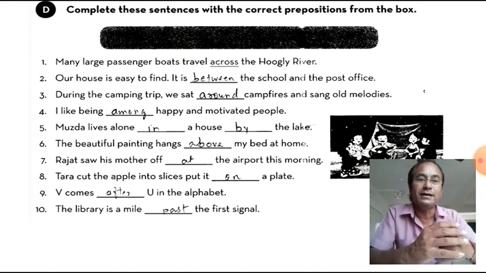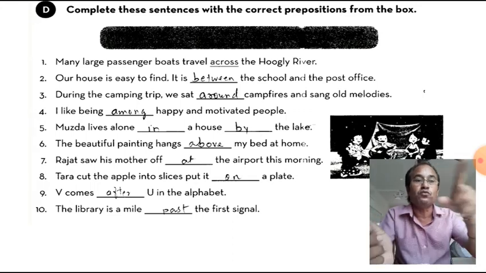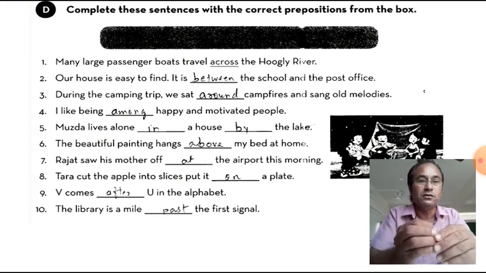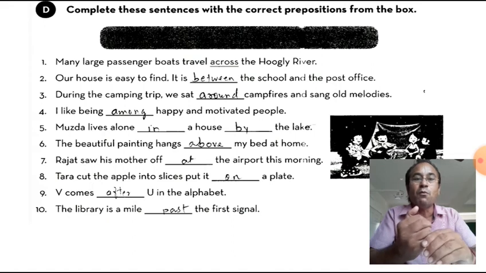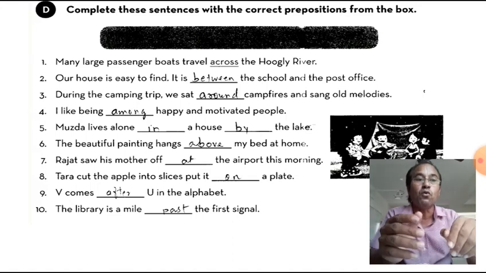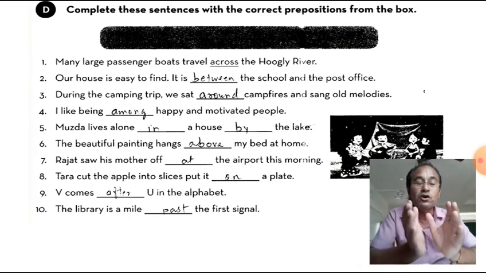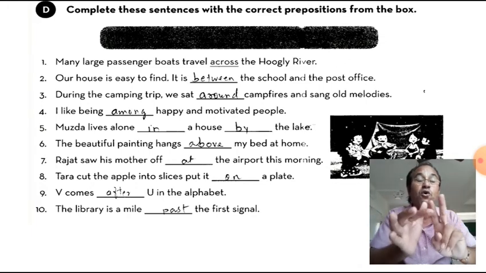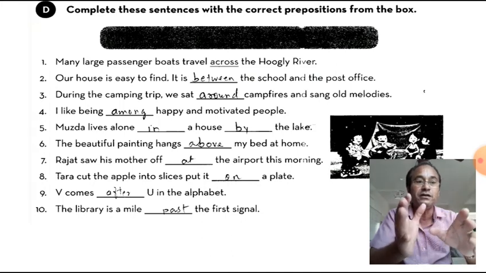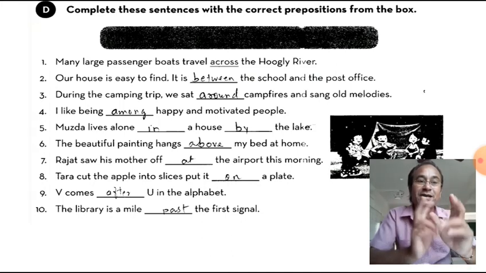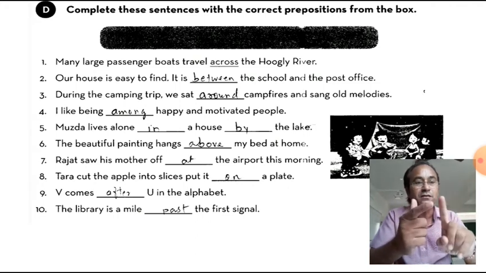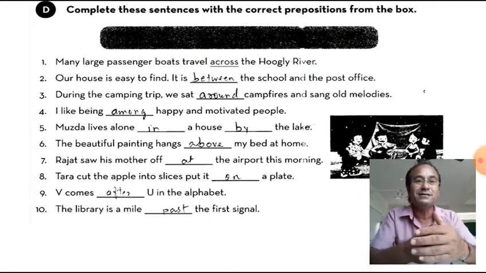So during the camping trip, we sat around the campfire and sang old melodies. So around means in a circle, on all sides. I like being among happy and motivated people because there are more than two. Among means in the midst of, along with. I like being with happy, motivated people. That means more than two, that's why. If there are two then between, but here that is important: among and between, that is the difference. If there are two then between; if there are more than two then it is among.